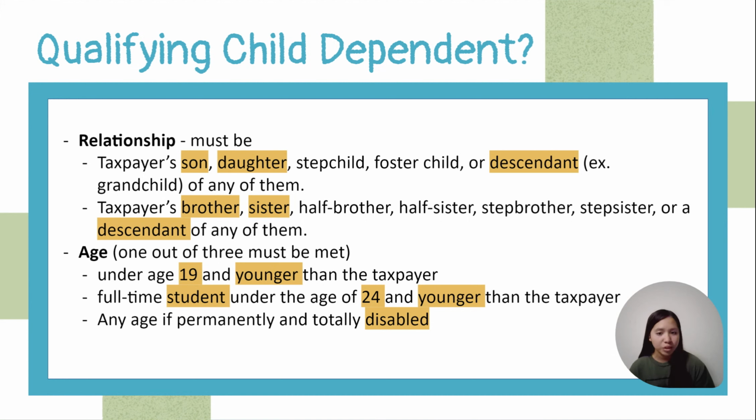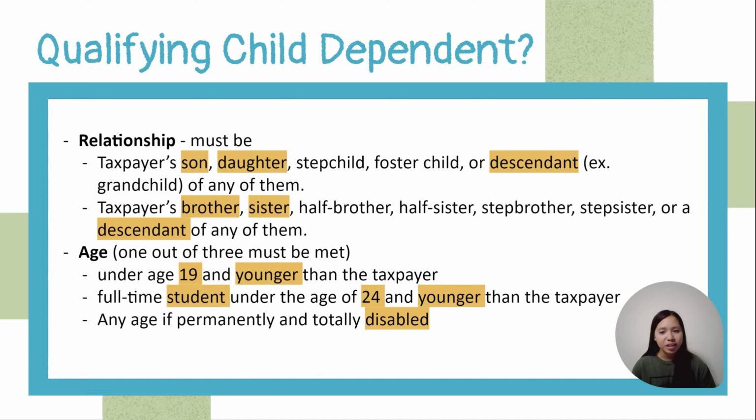But the 20-year-old taxpayer would not be able to claim his 21-year-old older brother because even if they live together and the younger brother is supporting the older brother, the older brother would not be able to be claimed as a dependent by the younger because he is not younger than the taxpayer.